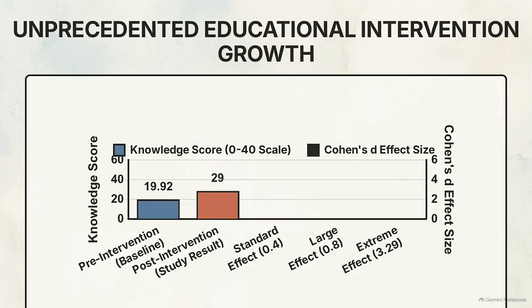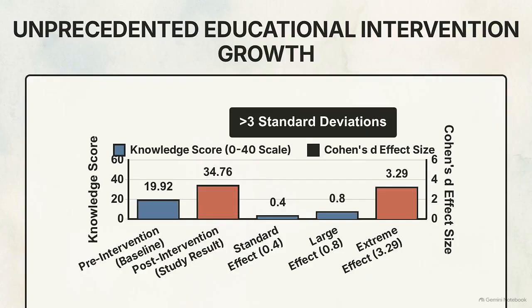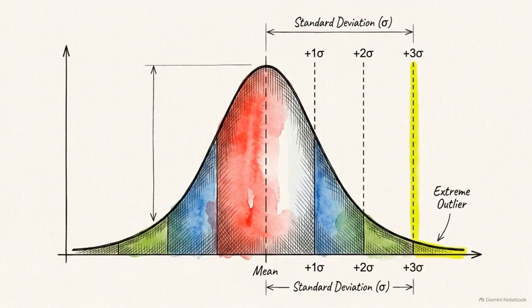This chart shows the students' practical agricultural knowledge scores on a 40-point scale. Before the intervention, the mean score was 19.92. After the intervention, that mean jumped to 34.76. In statistical terms, this gap represents a Cohen's d effect size of 3.29. In education, an effect size of 0.4 is considered standard, and 0.8 is large. A 3.29 indicates that student performance moved over 3 standard deviations, an outcome rarely observed in educational literature, suggesting the intervention operated on a different scale than standard instruction.